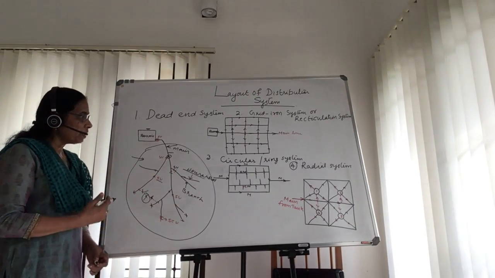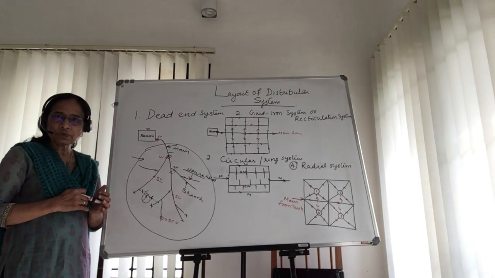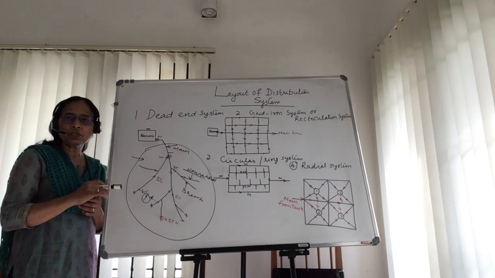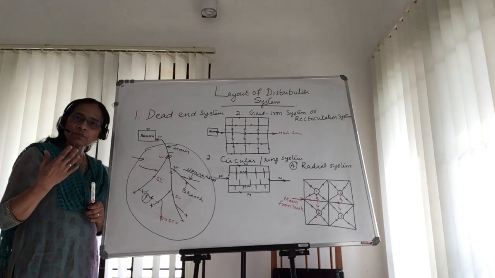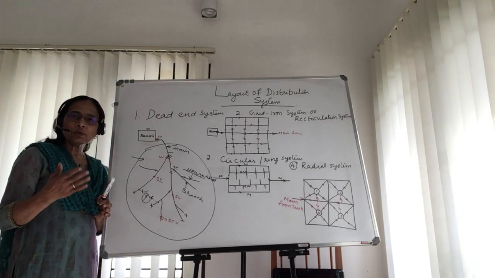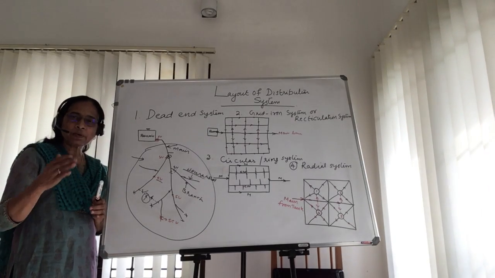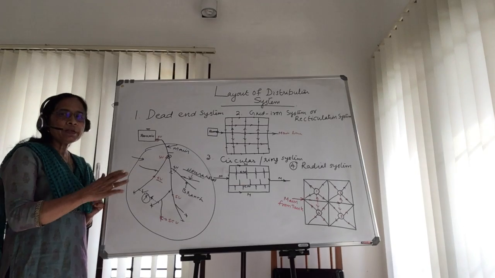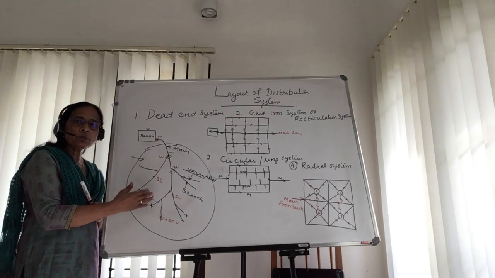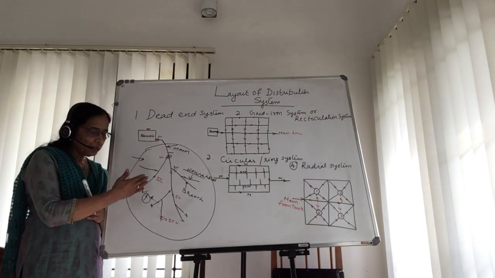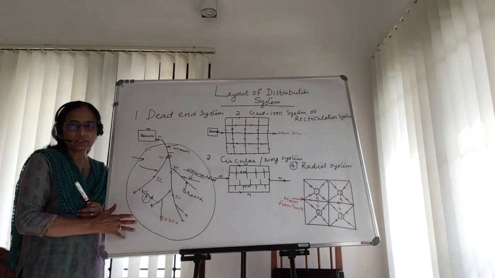So this is the dead end system, and the main advantage of this system is that it is very easy to design and to lay the pipe. So how to lay the pipe? There is no other option. You have to lay the pipeline along the public roads. That means depending upon the road network, depending upon the alignment of the roads, you have to design the network also. And the network design is very easy if you are opting for the dead end system.